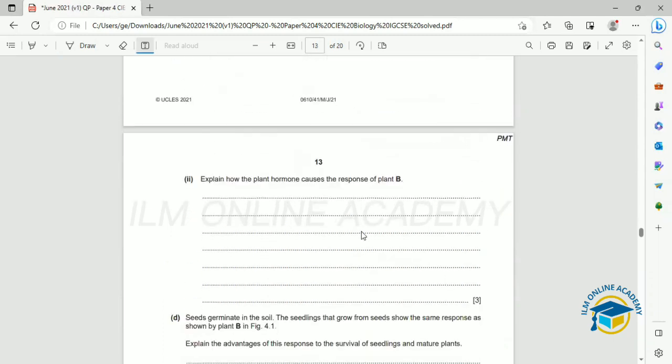Then explain how the plant hormone causes the response of plant B. Remember, auxin is a hormone that is made in the tip of the plant stem, in the meristematic tissues that make the plant stem, and it promotes the growth of the plant. Auxin diffuses away from the tip and accumulates on the lower side of the stem, and that way the stem is going to turn upward.